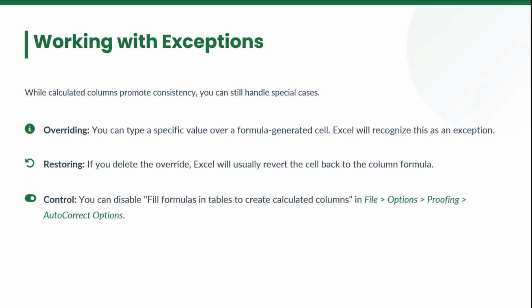Also for control, you can disable filling formulas in tables to create calculated columns. You would need to go to File, Options, then Proofing, and then enable the AutoCorrect option.